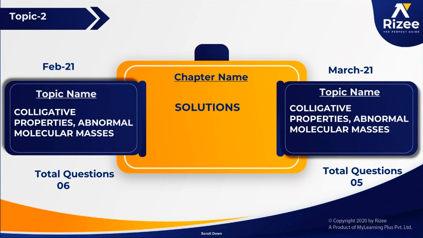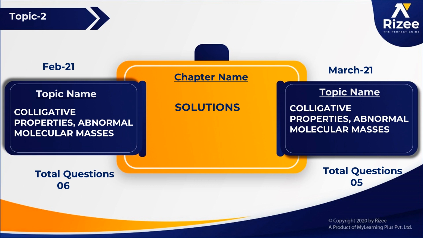Okay. So moving on to the next chapter. The next chapter is solutions. In solutions, the maximum number of questions were asked from the colligative properties, in the February as well as in the March session, and all those were of integer type. So in that topic, colligative properties, abnormal molecular mass, the total questions asked in the February session were 6 and in the March session were 5. So a total of 11 questions were asked from this topic.